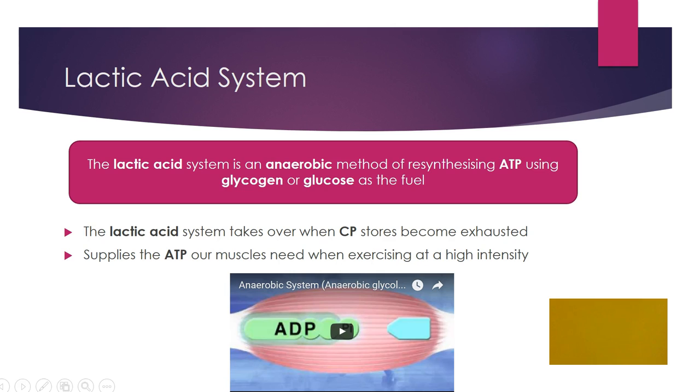Okay, so just a reminder that anaerobic glycolysis is the conversion of glucose to lactic acid, and obviously it's in the absence of oxygen, and the lactic acid system resynthesizes ATP using glycogen or glucose as the fuel. So really important to take away those couple of points. And obviously it supplies the ATP our muscles need when exercising, still at a high intensity, just like the creatine phosphate system.